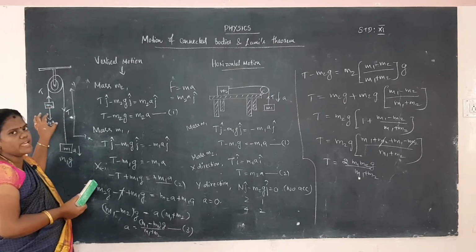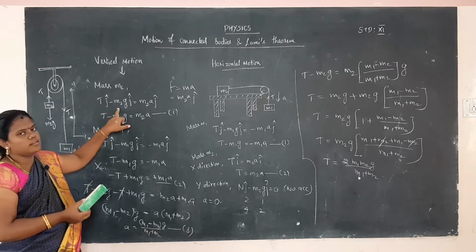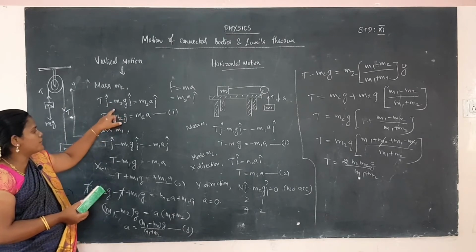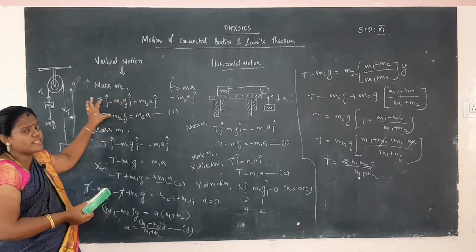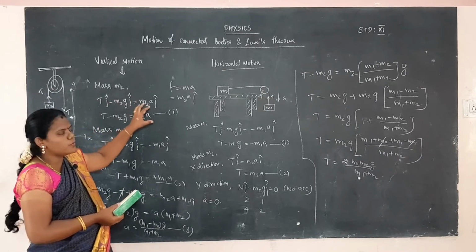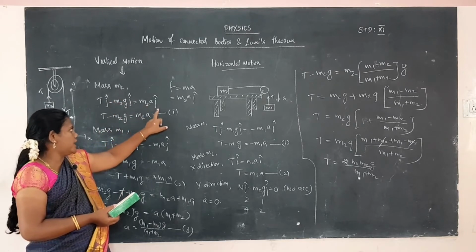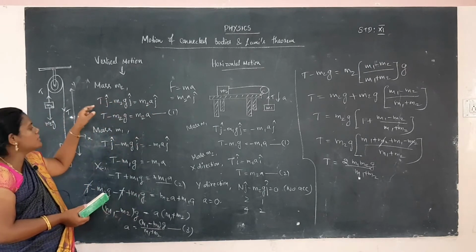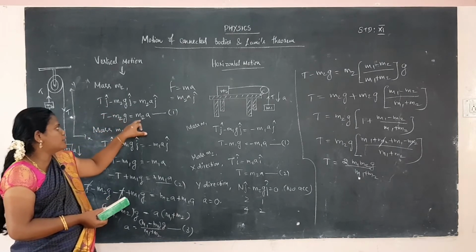What are the forces acting on the mass m2? First, consider the tension, and then the downward gravitational force, m2g into j cap. This is equal to the net force, which comes from Newton's second law, m2a into j cap, because of the positive y direction. So, taking the components only, T minus m2g is equal to m2a.